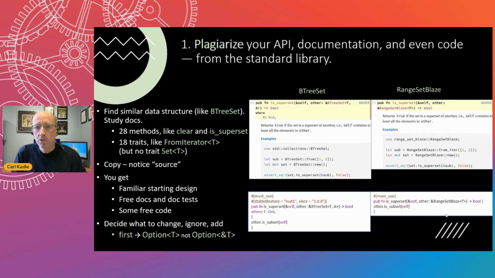The first step to doing that is to look at the documents for the standard BTreeSet. When I look at it, I see that it defines 28 methods. So we can clear a BTreeSet. We can take two BTreeSets and see if one is a superset of another. Also, and this surprised me, the standard BTreeSet implements 18 Rust traits. I would have guessed 2 or 3, but 18. And they're things like from_iter, and we'll look at that some more a bit later.